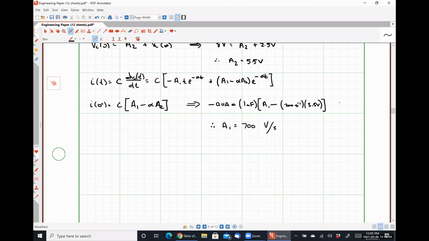So our capacitor voltage, VC of T, will then be 700 T e to the minus 200 T plus 5.5. No, that's not right. 8.